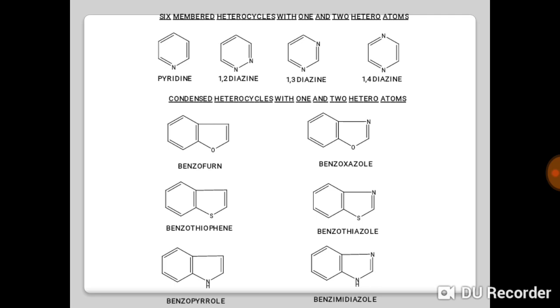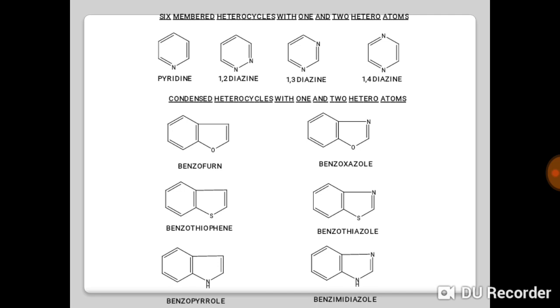Next are the 6-membered heterocycles with 1 and 2 heteroatoms in them. First of all, a 6-membered heterocyclic ring containing 1 heteroatom, example is pyridine. Next is a 6-membered heterocycle containing 2 heteroatoms. Examples are 1,2-diazine, 1,3-diazine, 1,4-diazine. So these are the 6-membered heterocycles containing 2 heteroatoms.